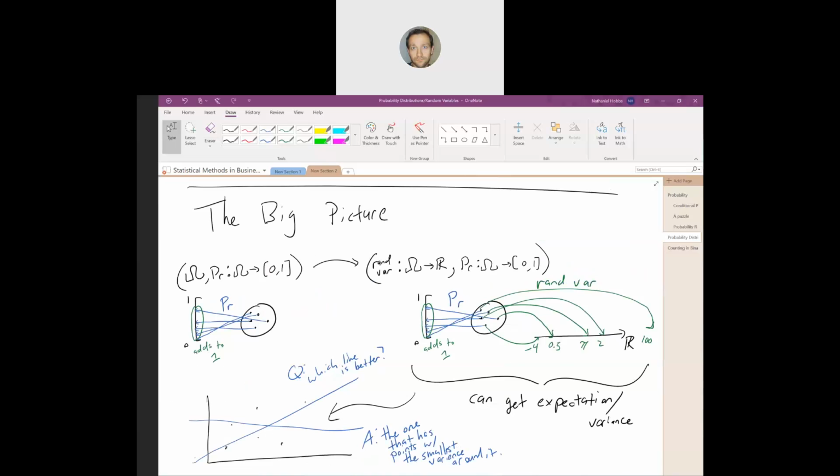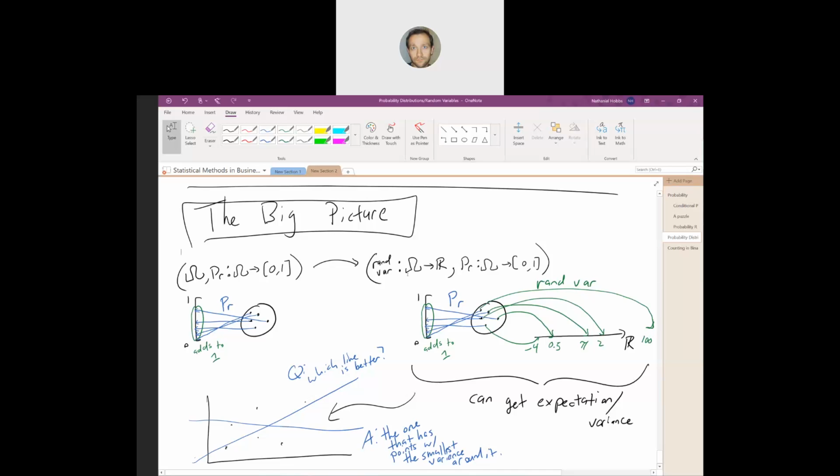Just wanted to take a few minutes to draw out this sort of picture of the big picture, sort of where we're at and where we're going and why we're doing this. We've talked about probability spaces, and this is really necessary to understand what probability is and how to work with it, what the rules are.